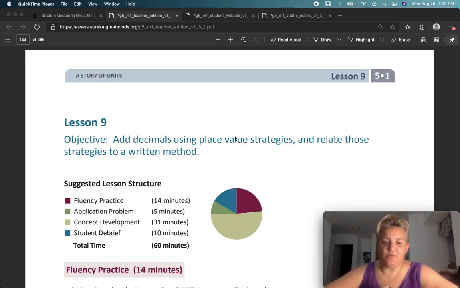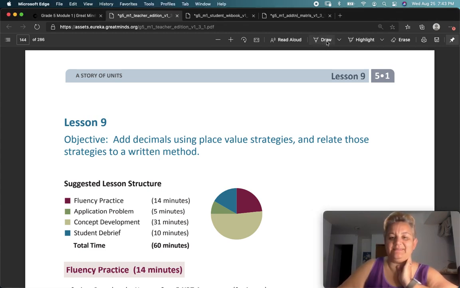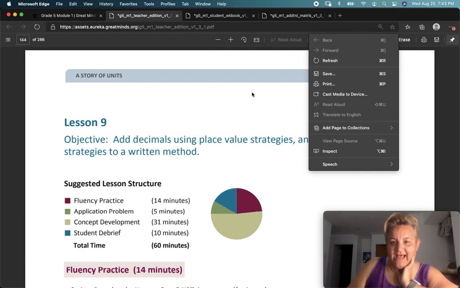This is Module 1, Lesson 9, and today we are adding decimals using place value strategies and relating those strategies to a written method. So what we're going to do today is add decimals, and we're going to try some different ways to do that. The standard way of adding decimals is just like regular adding, okay?